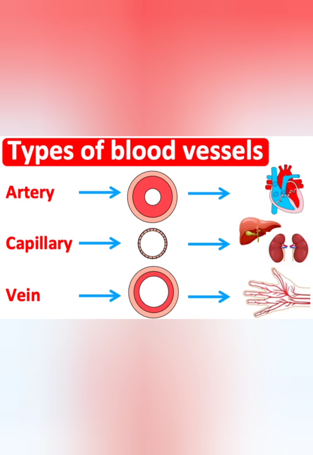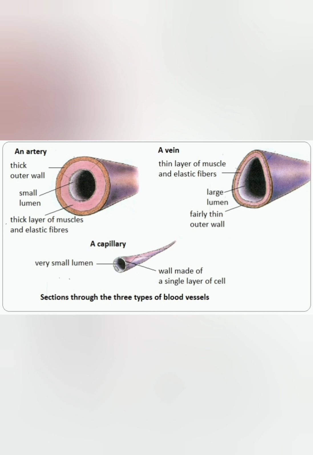Types of blood vessels: artery, capillary and vein. An artery: thick outer wall, small lumen, thick layer of muscle and elastic fiber. A vein: thin layer of muscle and elastic fiber, large lumen with a fairly thin outer wall. A capillary: very small lumen, wall made up of a single layer of cells.